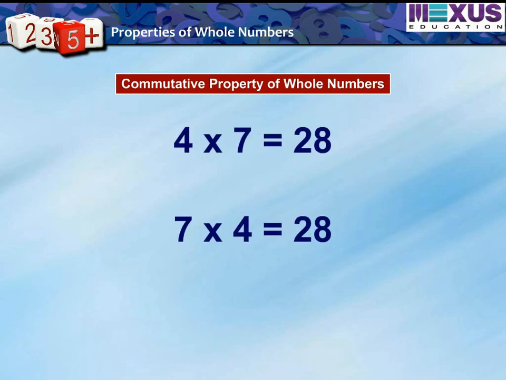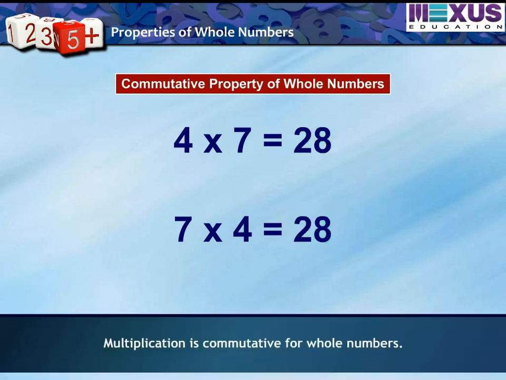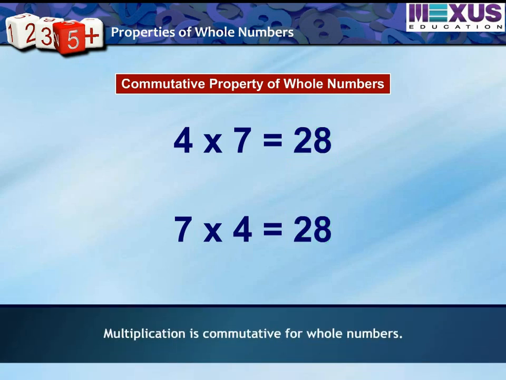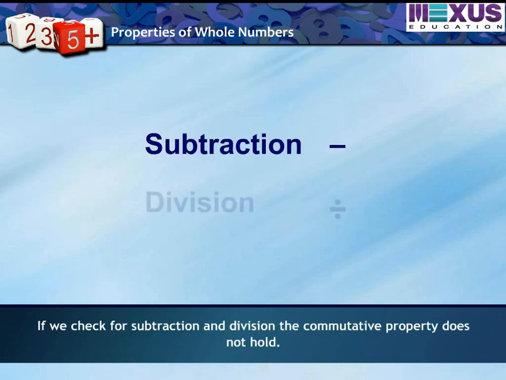Now, observe this pattern. Here also, in both cases, the product remains the same for multiplication of all the whole numbers. Hence, we can say multiplication is commutative for whole numbers. If we check for subtraction and division, the commutative property does not hold.